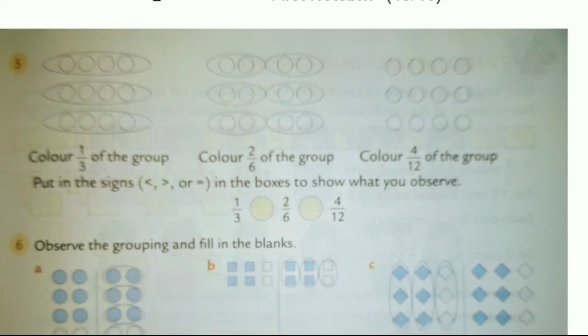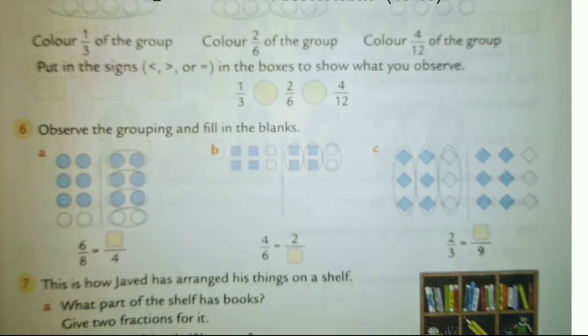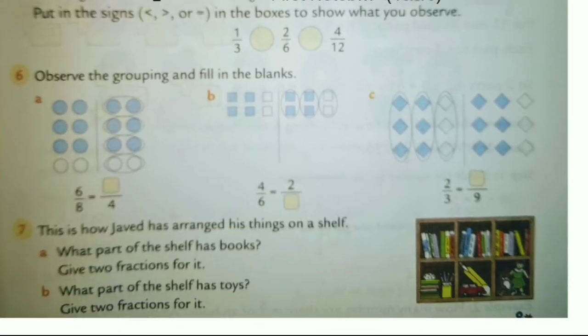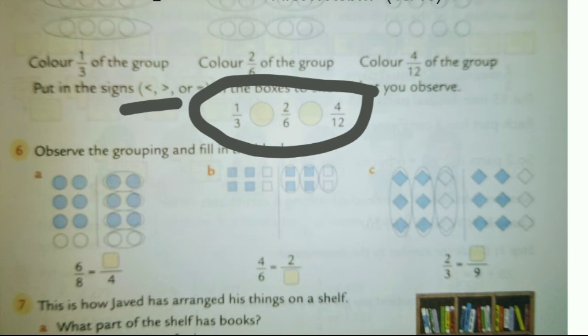Color 1 by 3 of the group. So 1 by 3 means this full box you can color. 2 by 6, these 2 you color. 4 by 6, these 4 you can color. Like this you can observe, and question number 6 also like this you can observe. And here you can use these 3 symbols. Which one can come here?